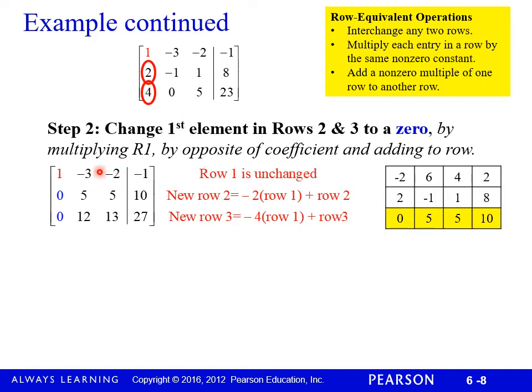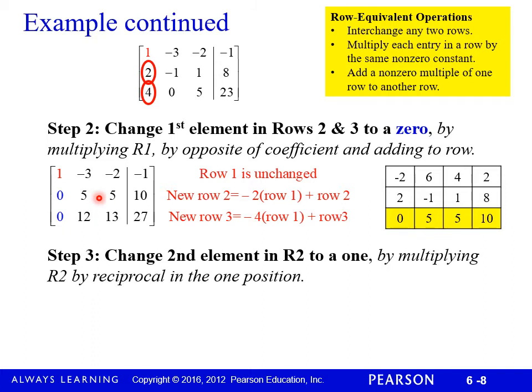So again, when we're trying to change these all into ones on the downward diagonal, we work a column at a time and from top to bottom. So our next move is to try to convert this second element in row 2 into a 1.